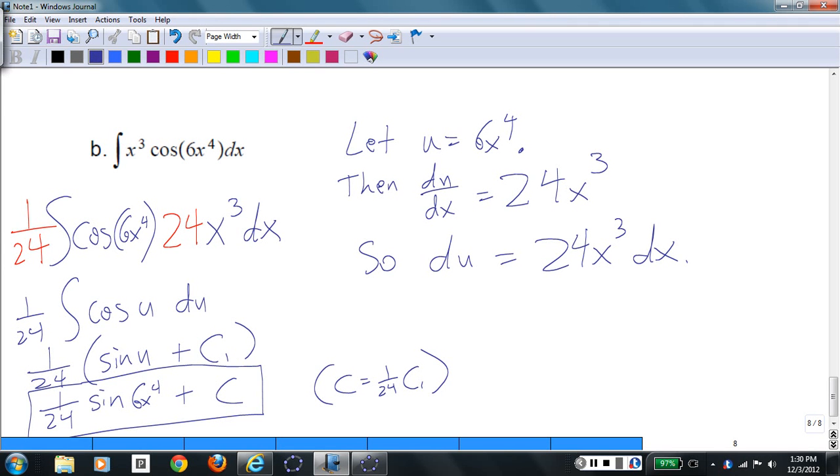Yes? Isn't the derivative of the cosine the negative sine? Well, derivative of cosine is negative sine, but since it's reversed, if we were checking our answer right here, we'd take the derivative of sine. Yeah, for antiderivatives, the sign flips the other direction.